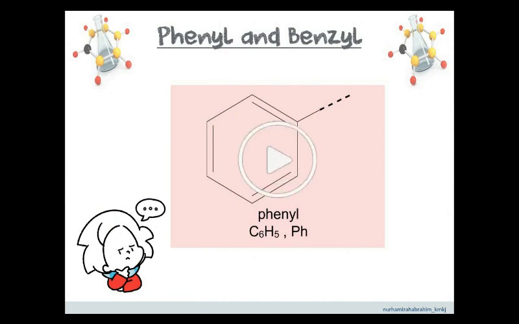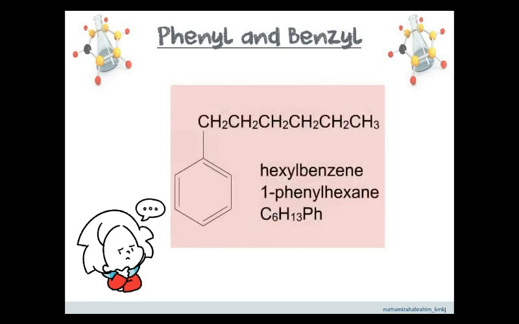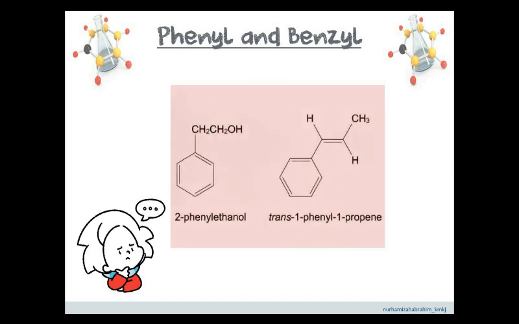For the next part of naming, let's take a look at when benzene becomes the substituent. Such a substituent is called a phenyl substituent, and is often abbreviated to Ph. For example, hexylbenzene can be named 1-phenylhexane, and abbreviated to C6H13Ph. This method for naming benzene derivatives is particularly useful when naming molecules with a complex substituent structure attached to an aromatic ring.